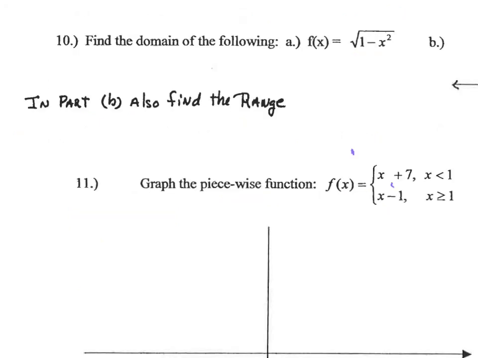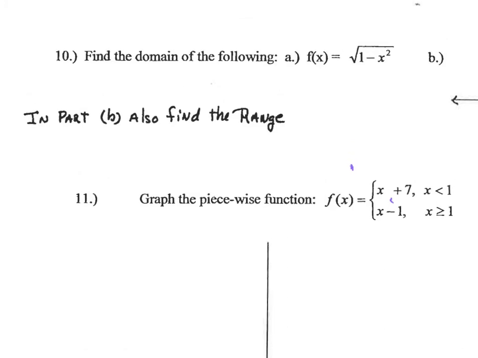In number 10, we want to find the domain of the square root of 1 minus x squared. Well, we know that when we take a square root of any number, it must be positive. So 1 minus x squared must be greater than or equal to 0. But that looks a little bit funny to solve, so I'm going to rewrite it as -x squared plus 1 is greater than or equal to 0.